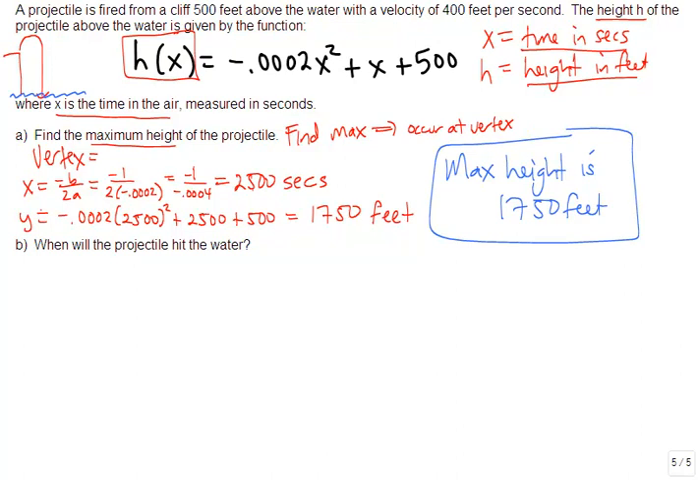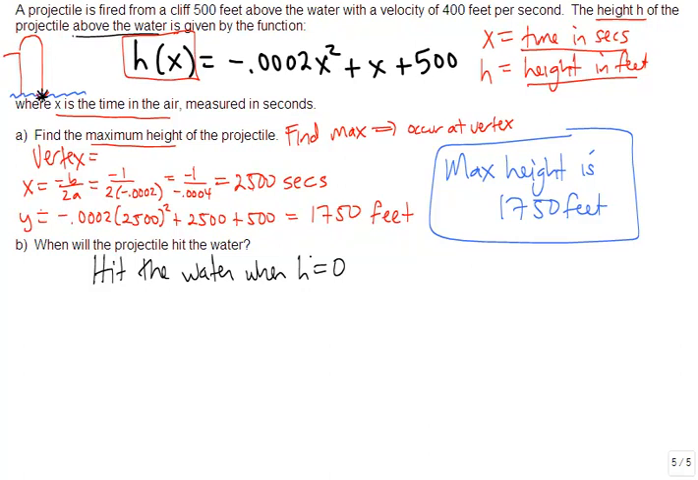Then for part B, we want to know when will the projectile hit the water. So let's look at our picture. You can imagine this object going up into the air and then coming back down, and eventually it's going to splash into the water. So what do we know about its height when it's hitting the water? Since this is the height above the water given by this function, then when the height is 0, that's when it's actually at the water level. So the projectile is going to hit the water when your height is 0.